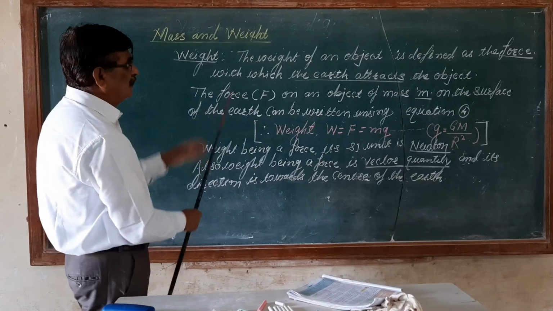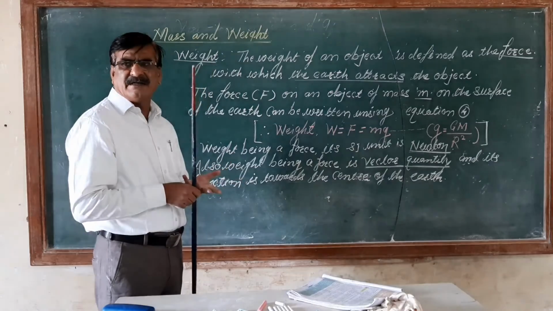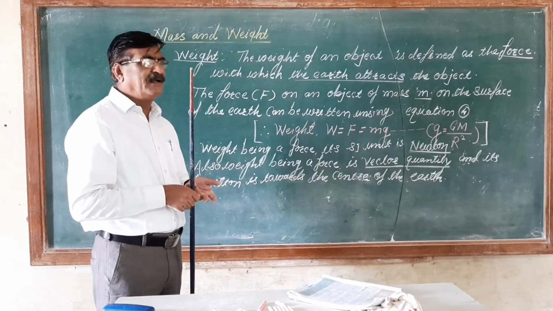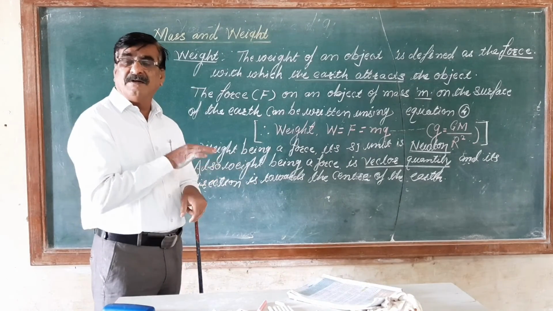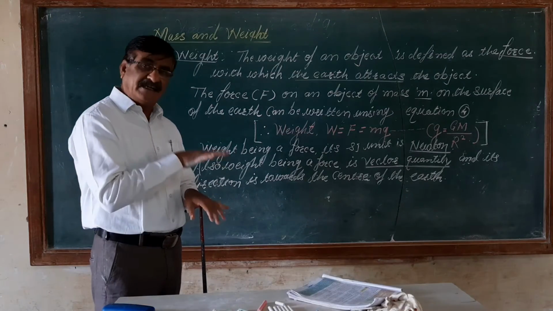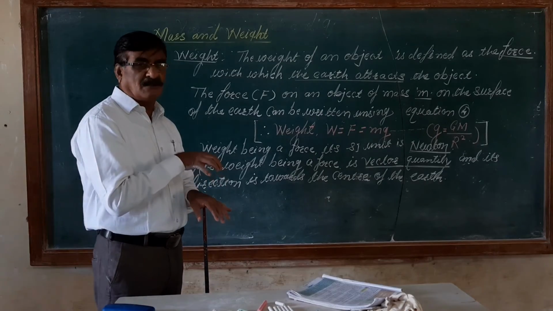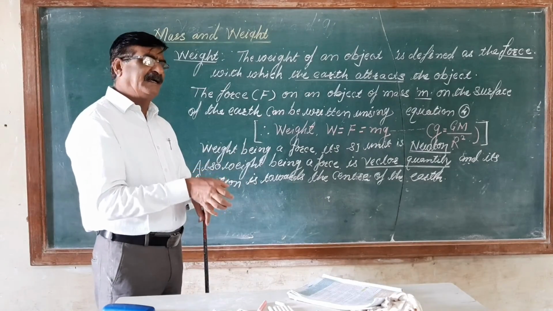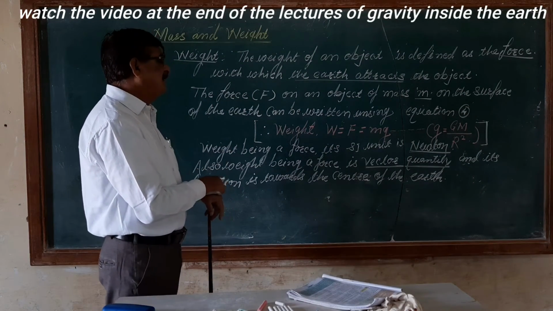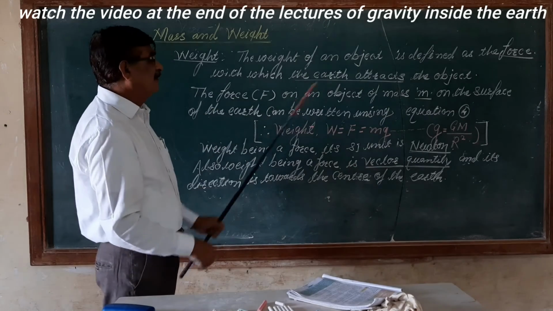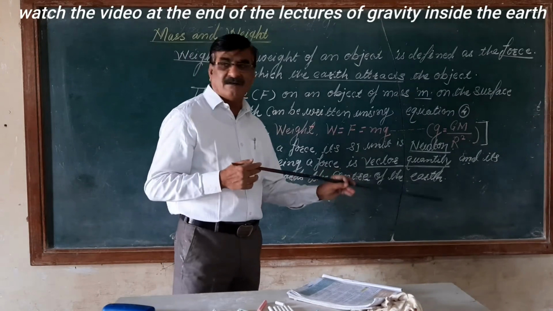Also, weight being a force is a vector quantity. Force is a vector quantity, and due to the force, the object gets a weight. It is because of the attraction force of the earth, which is directed towards the earth. That is why it has a direction. So it is a vector quantity, and its direction is toward the center of the earth.